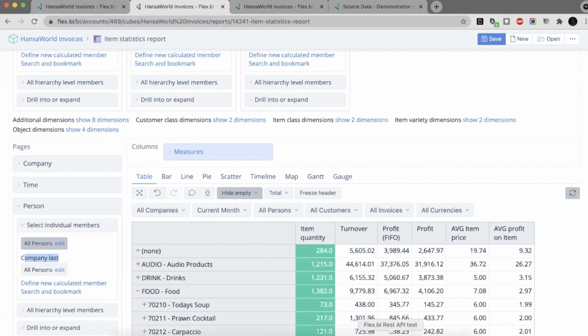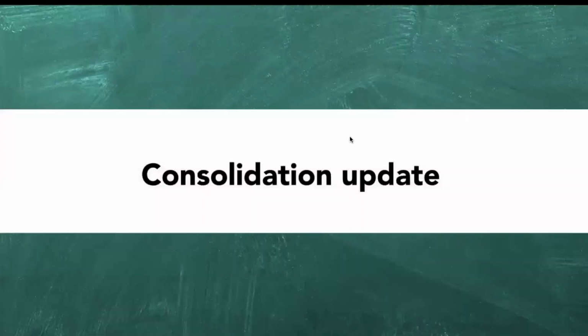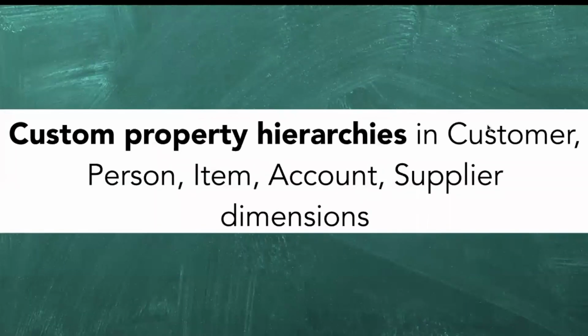Okay, then the next topic. Custom property hierarchies in customer, person, item, account, and supplier dimensions, right? With this feature, we wanted to make FlexBI a little bit more flexible than it already is, and make it more customizable in a way.